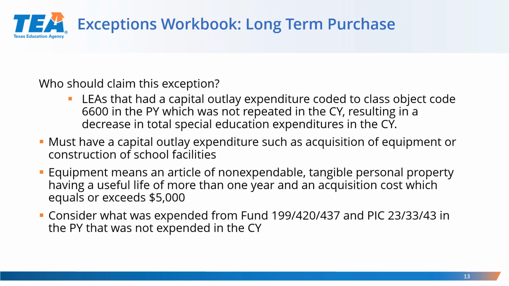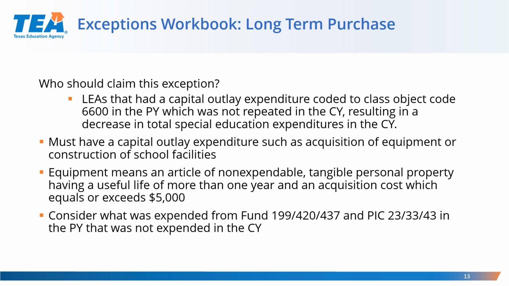We will now discuss a long-term purchase exception. Who should claim this exception? LEAs that had a capital outlay expenditure coded to Class Object Code 6600 in the previous year, which was not repeated in the current year, resulting in a decrease in total special education expenditures in the current year. There must be a capital outlay expenditure, such as an acquisition of equipment or construction of school facilities.